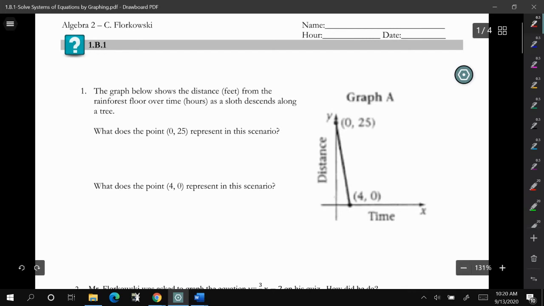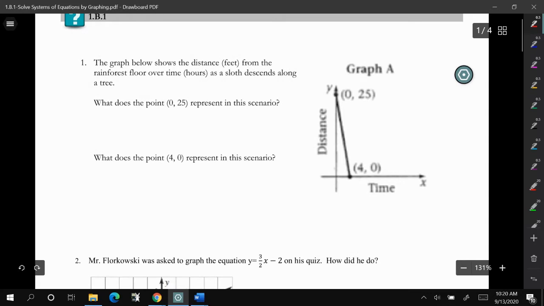All right, so let's look at these two problems here to get an idea of where we're going today. It says the graph below shows the distance in feet from the rainforest floor over time in hours as a sloth descends along a tree. What does the point (0, 25) represent? So that's this point right here. The x-axis is our time, and the y-axis is our distance. So what this point means, (0, 25), is that when the time is 0, the sloth is 25 feet above the ground.